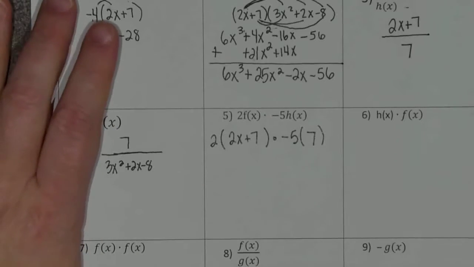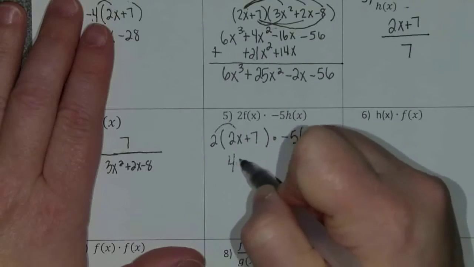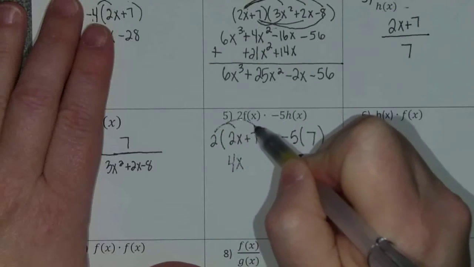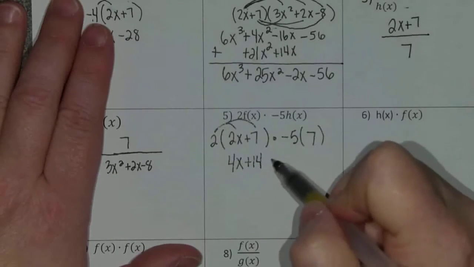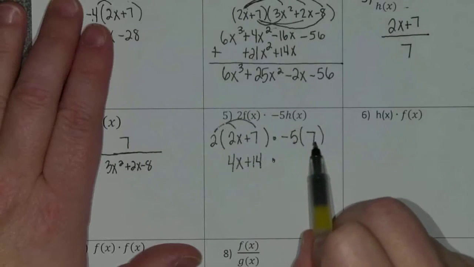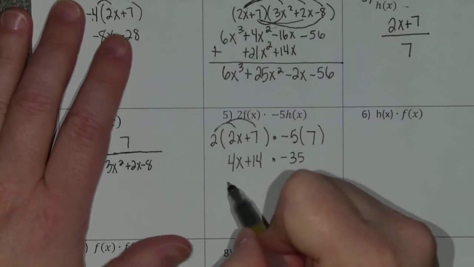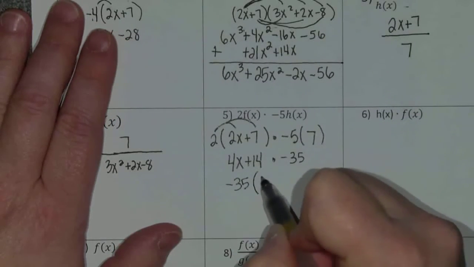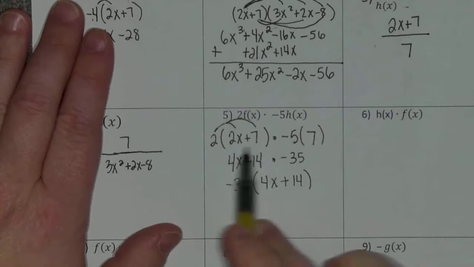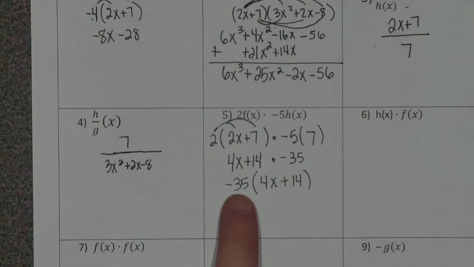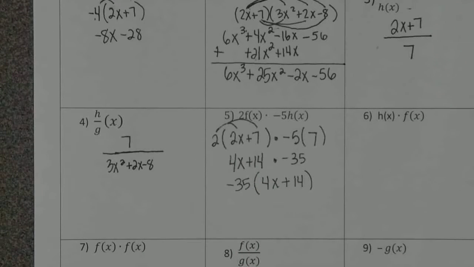Okay. We're first going to distribute the 2 through, so 2 times 2x is 4x. And 2 times 7, 14. I still have to times this all by negative 5 times 7, which is a negative 35. So I'm going to rewrite this because I don't like the way that looks with multiply. I know that negative 35 has to be multiplied by the entire stuff over here. So I'm going to rewrite it with the negative 35 in front and then rewrite this function that I have right there. Because then it clearly shows me what I need to do.